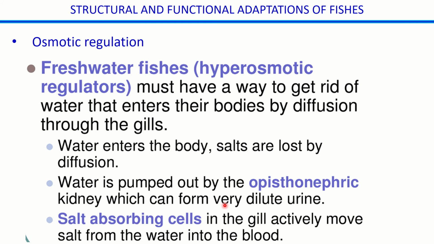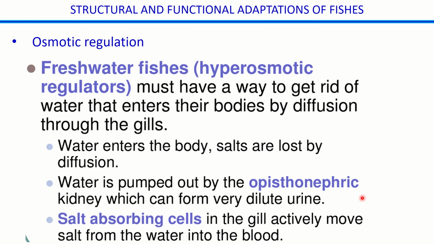So freshwater fish must have a way to get rid of water that enters their bodies by diffusion through the gills. Water enters the bodies and salts are lost by diffusion. Water is pumped out by the opisthonephric kidney, which can form very dilute urine. Remember we spoke about the different types of kidneys, pronephros, mesonephros, opisthonephros, and that's just to show you how advanced or developed they are. So fish have a particular type of kidney, and we're going to show you now in a moment, that allows them to excrete a lot of the water and keep the salt. In effect, that's what they're trying to do in fresh water, is excrete the water, keep the salt.